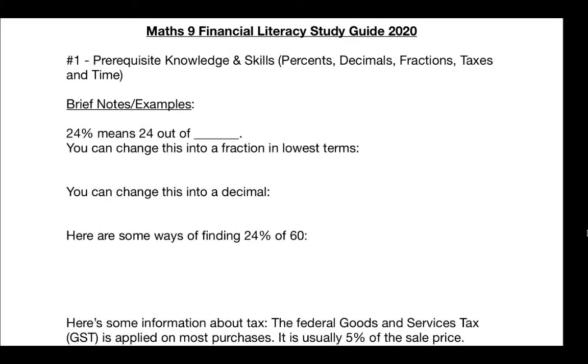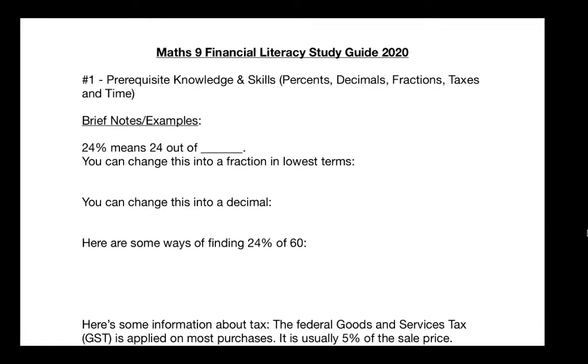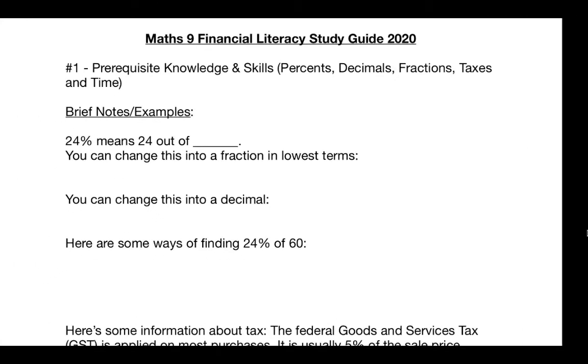All right, so as you can see here, this is for the Maths 9 course. We're looking at financial literacy. Before we get into the financial literacy, what we need to do is talk about these prerequisite knowledge and skills around using percents, sometimes changing them to decimals or possibly changing them to fractions, doing some work around taxes, and we need to be able to deal with time as it sometimes is indicated in different units. So we want to be able to convert back and forth between weeks, days, months, years, whatever is necessary for us. So just a little bit of background information here.